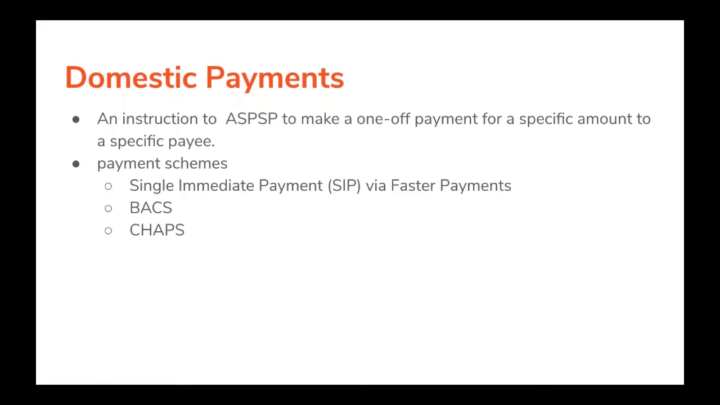So there are a couple of different payment schemes which are applicable to domestic payments, such as single immediate payments via faster payments, which is actually the default case. Then we have BACS payments. BACS is an electronic system used to make payments directly from one bank to another. The service is operated and managed by BACS Payment Schemes Limited, and a payment can take up to 2-3 days to clear. And then we have CHAPS payment. It is also a British payment system which offers same day fund transfers.